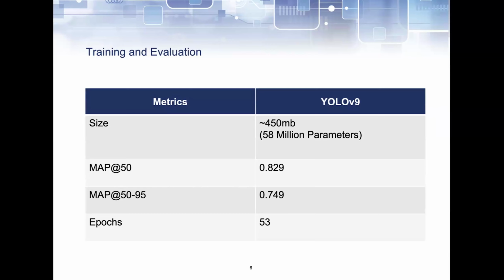The size of the model was about 450 megabytes on disk, which is about 58 million parameters. Might sound big, but it's not too big. There's also mean average precision at 50, so this is at 50 IOU, the intersection over union. On our test set, we had a 0.83 on that metric and a 0.74 for IOU 50 to 95. And we trained for 53 epochs.